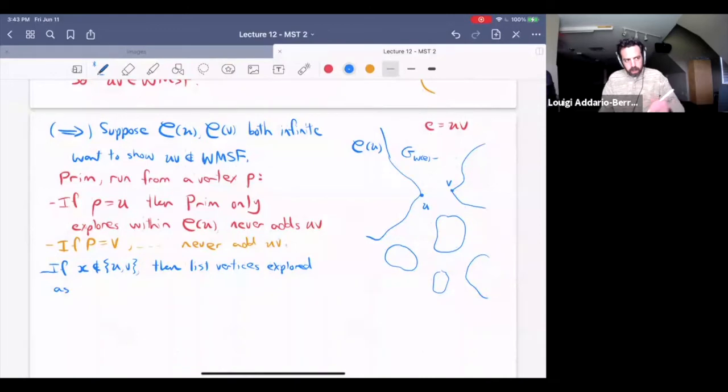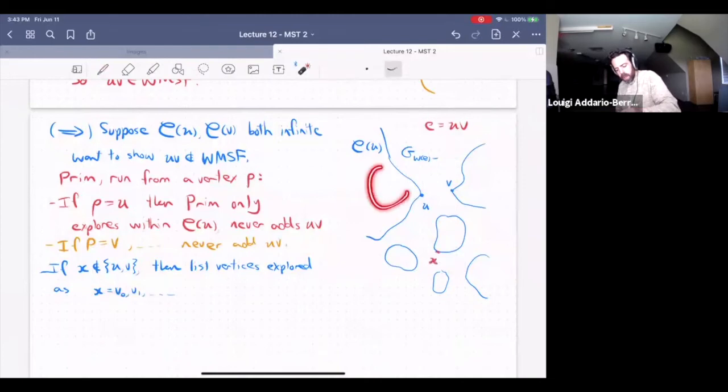Like we did in the algorithm. So that was V0, V1, and so on, right? Let's look, so there are two possibilities. Either this exploration, Prim's algorithm, now started over at some vertex X, maybe never gets to either of these components, and then it obviously can't add this edge. Or maybe at some point it does visit one of these components, right?